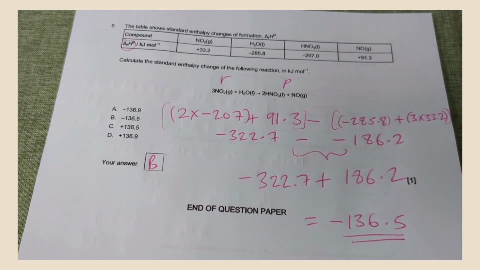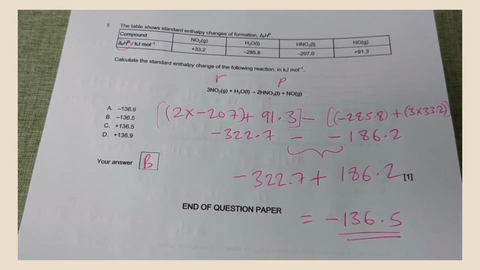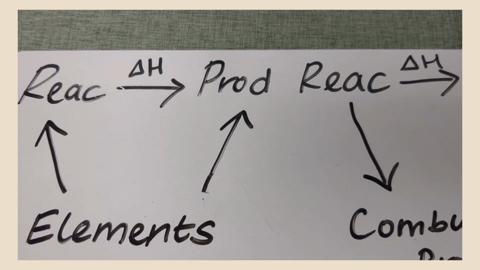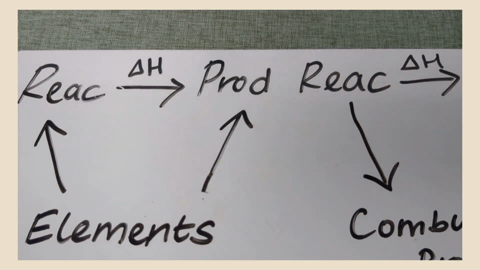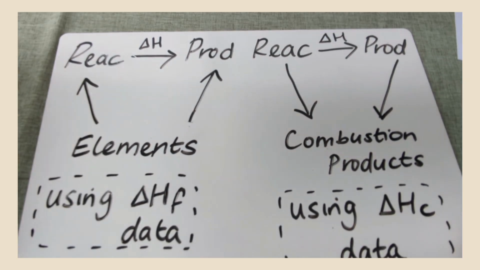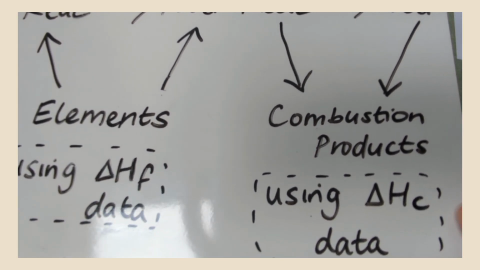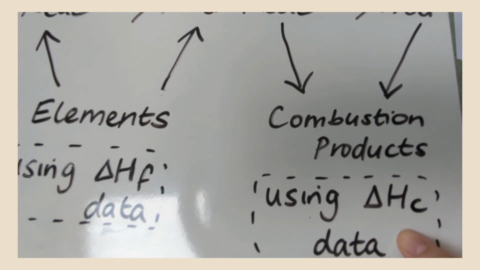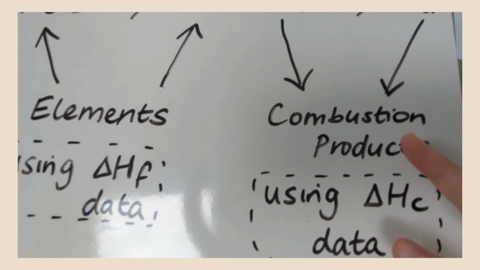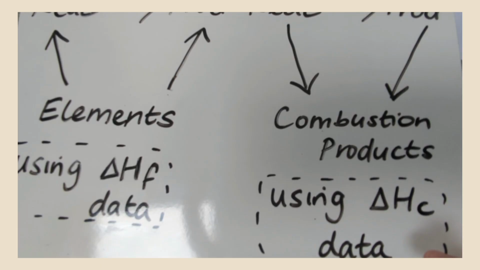So that's how we use the cycles and the equations to get our answer for the unknown enthalpy change. And notice, depending which type of data we are given, the equation flips. So if we're given formation data, products minus reactants. If we're given combustion data, reactants minus products, and that's because the arrows flip on the cycle.